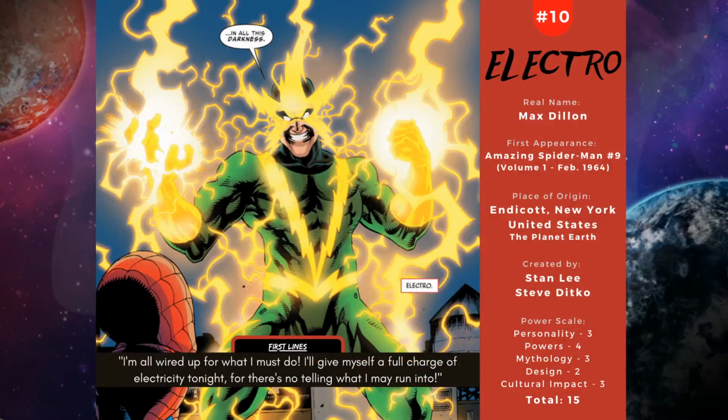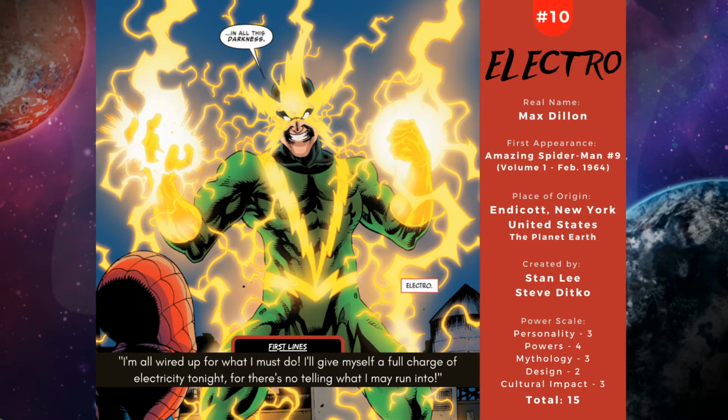And number 10 is Electro. Electro's real name is Max Dillon. He first appeared in Amazing Spider-Man number 9, published in February 1964. His place of origin would be Endicott, New York, in the United States of America. And he was created by Stan Lee and Steve Ditko.